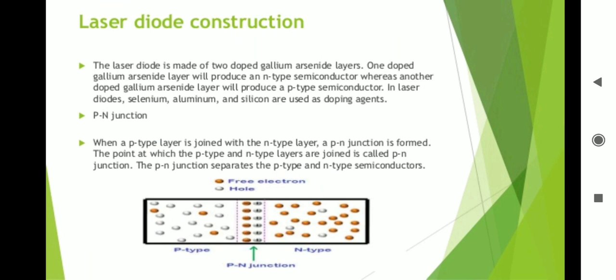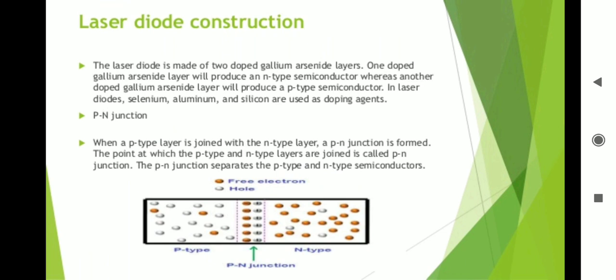See, this is one of the types of diode. We have seen in previous lectures the working of the PN junction diode, Zener diode, and the working principle of LED, light emitting diode, and photodiode.